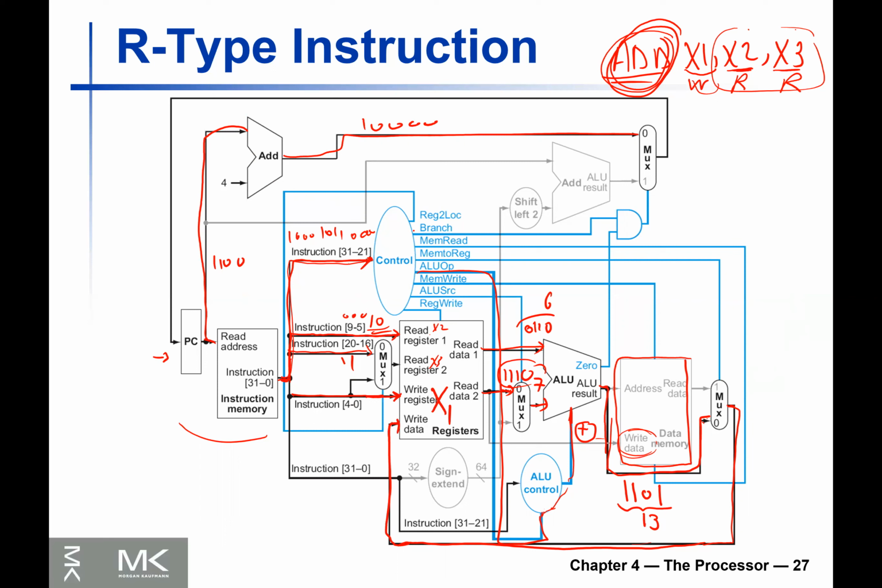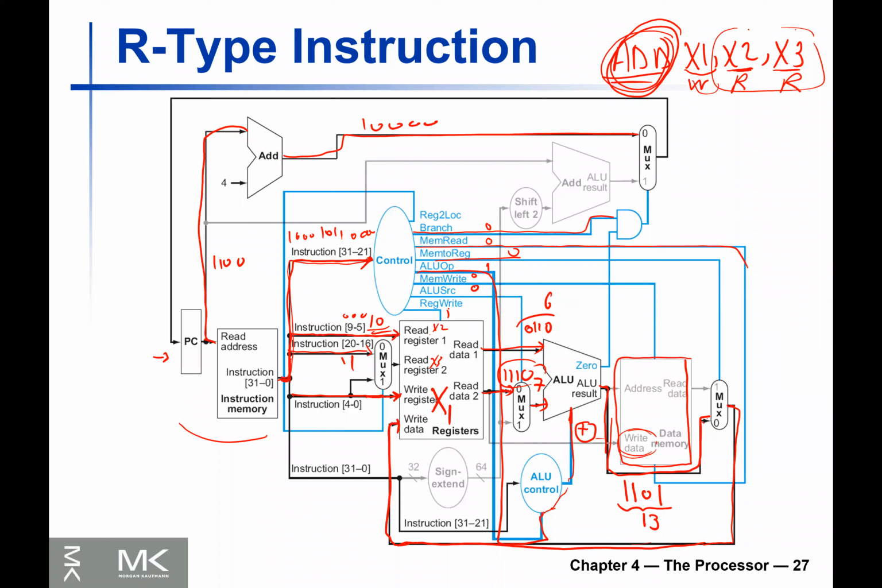That's one thing, and all other things in here must be equal to zeros. Do we use a branch here? No, it's 0. Do we read from the memory? No, it's 0. Memory to registers, also 0. Arithmetic logic unit, yes, it's 1. Do we write into the memory? No, 0.